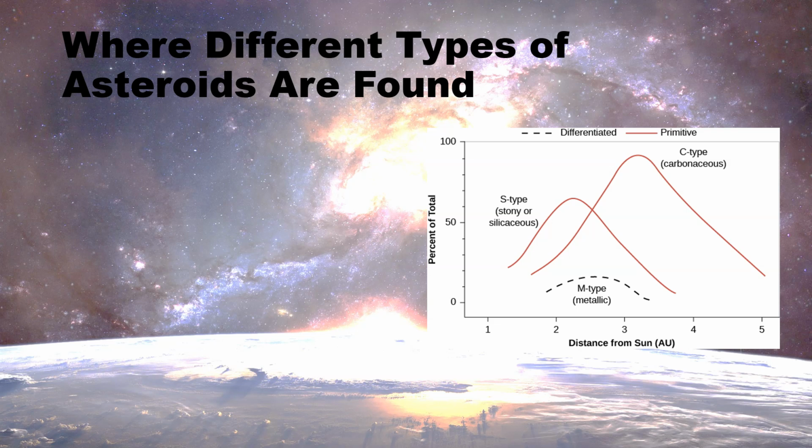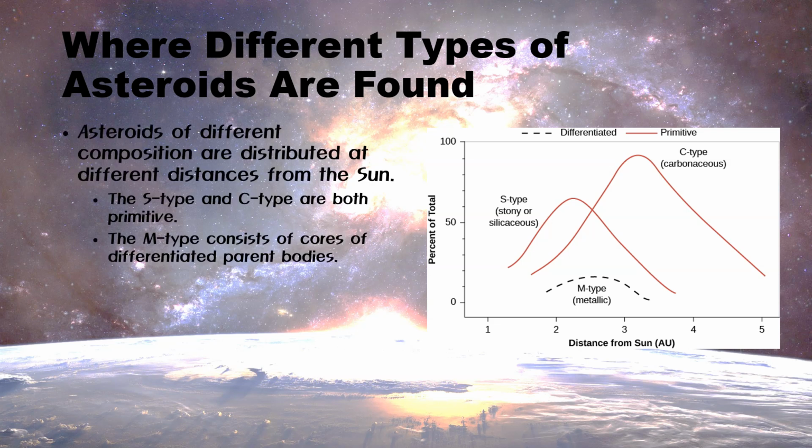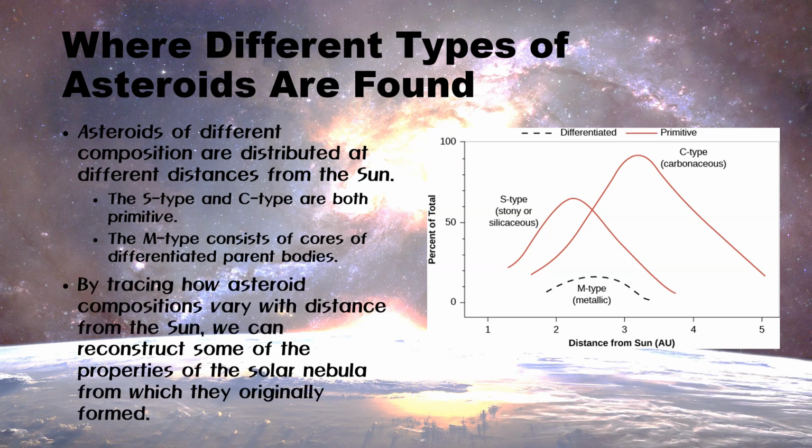So where different types of asteroids are found in our solar system really varies. Asteroids of different composition are distributed at different distances from the Sun. As you recall, the S-type and C-type are both primitive types, and the M-type consists of cores from differentiated parent bodies. By tracing how asteroid compositions vary with the distance from the Sun, we can reconstruct some of the properties of the solar nebula from which they were originally formed.